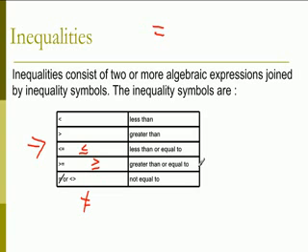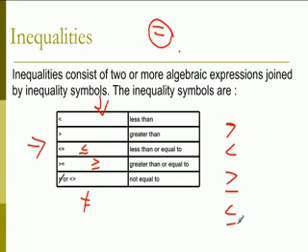The equation will still be the same, but instead of having an equal sign separating both sides of the equation, you're going to have one of these symbols separating it, which means that something has to be less than, greater than, or less than or equal, or greater than or equal. So that's all it means.